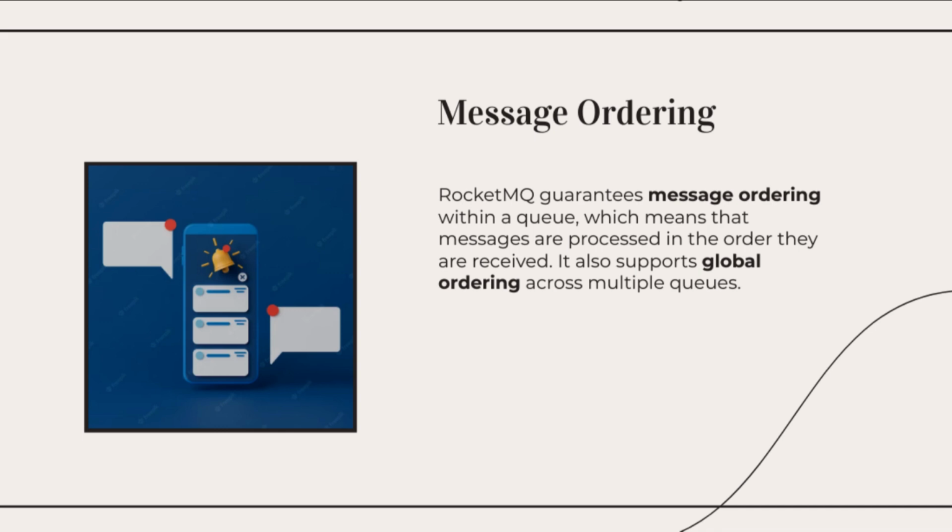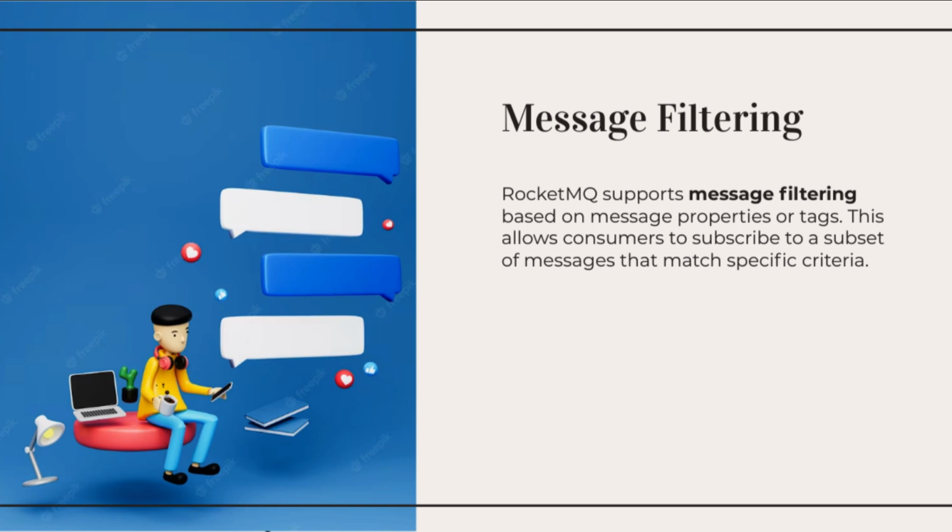10. Message storage models. RocketMQ supports two message storage models, file system-based and message queue-based. In the file system-based model, messages are stored in files on disk, while in the message queue-based model, messages are stored in memory-mapped files for faster access. This flexibility allows users to choose the storage model based on their specific requirements and performance needs.